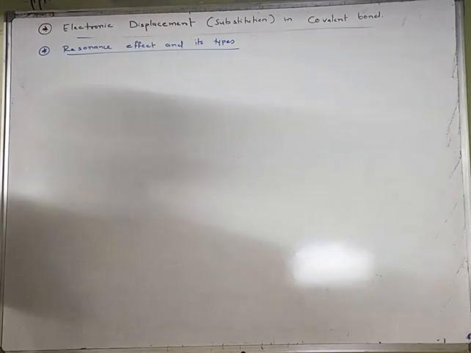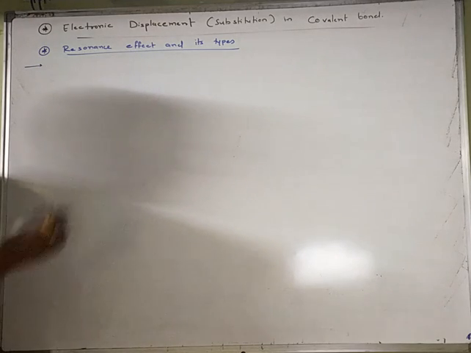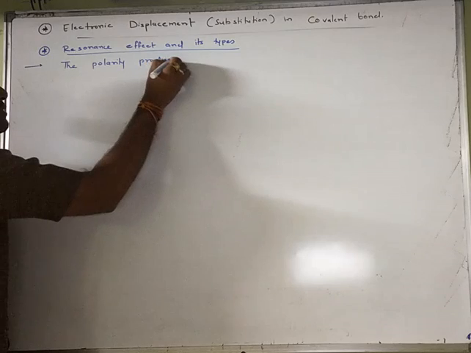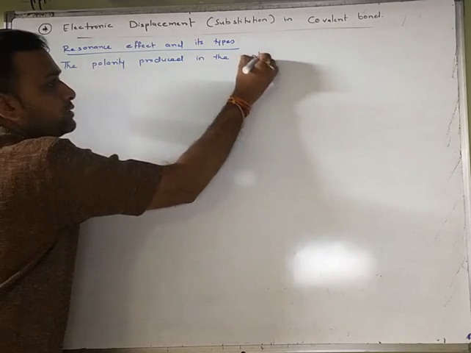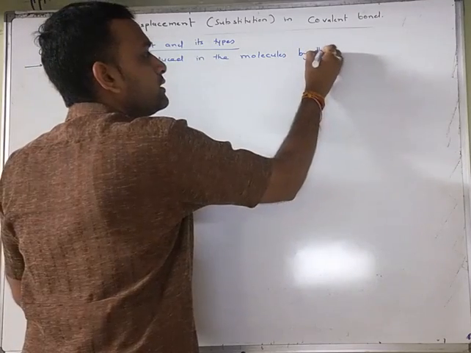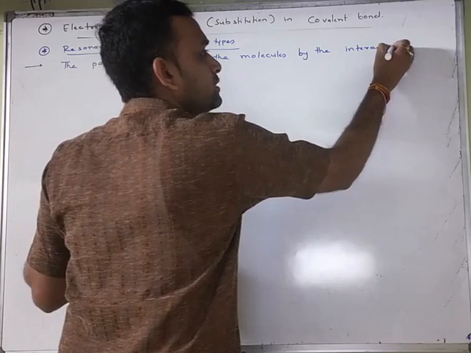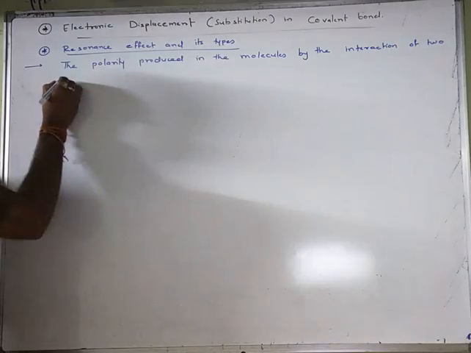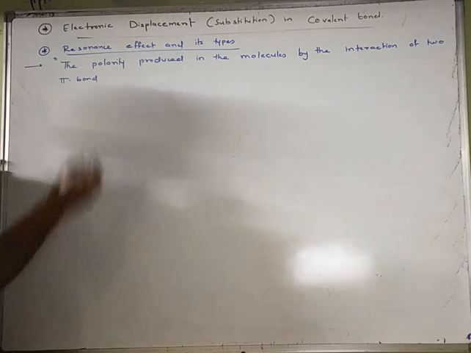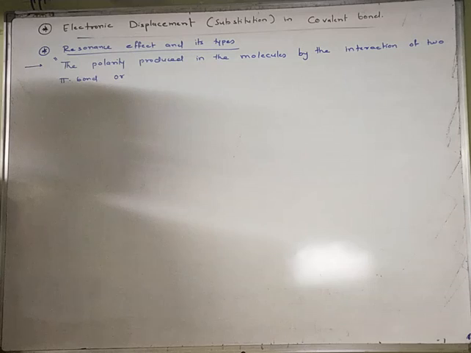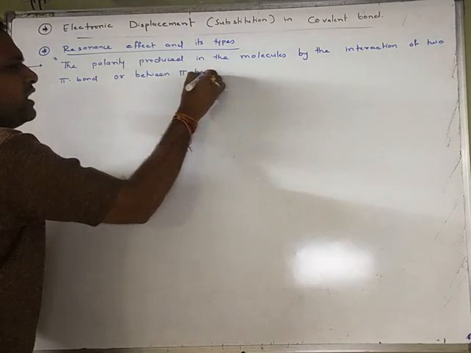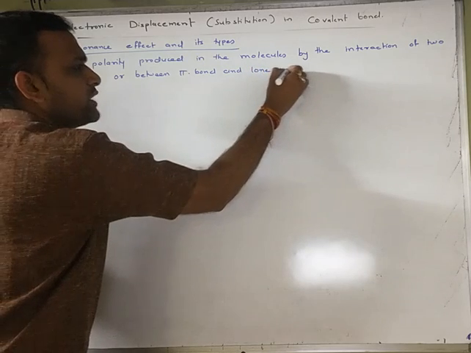Okay, so let us write down the definition: the resonance effect is defined as the polarity produced in the molecules by the interaction of two pi bonds, or between a pi bond and a lone pair. The interaction is there, right?